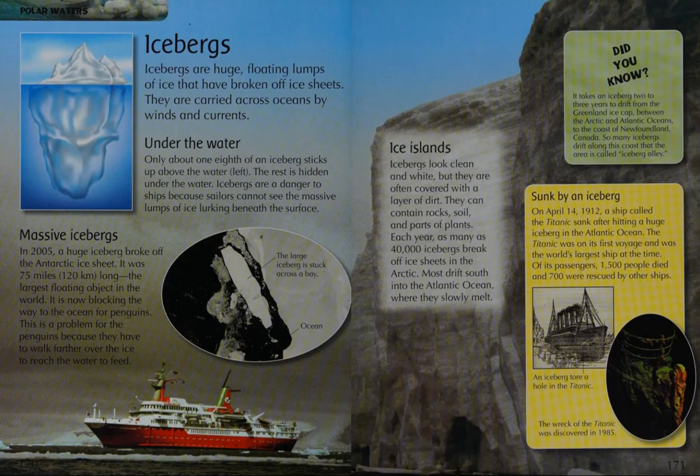Ocean. Ice islands. Icebergs look clean and white, but they are often covered with a layer of dirt. They can contain rocks, soil, and parts of plants. Each year, as many as 40,000 icebergs break off ice sheets in the Arctic. Most drift south into the Atlantic Ocean, where they slowly melt. Sunk by an iceberg.